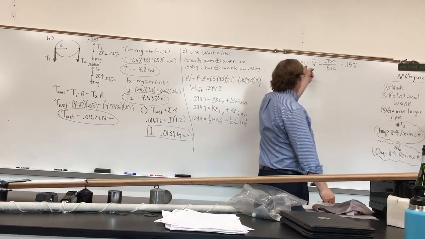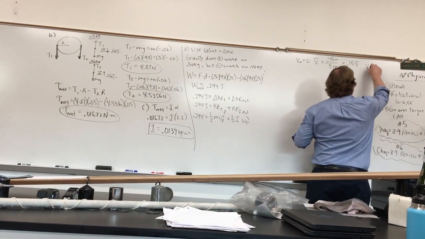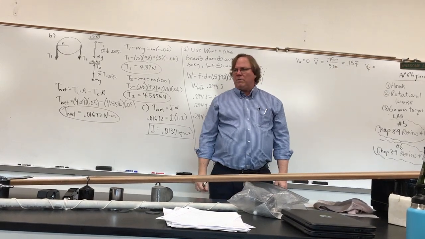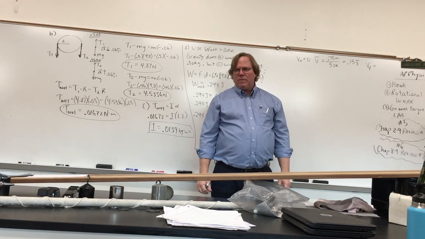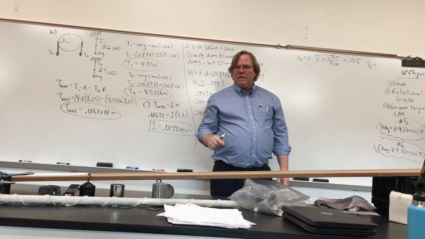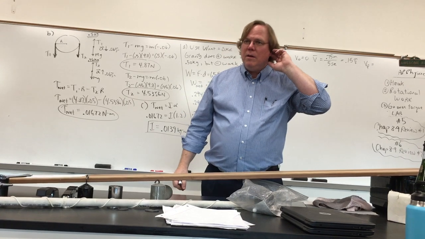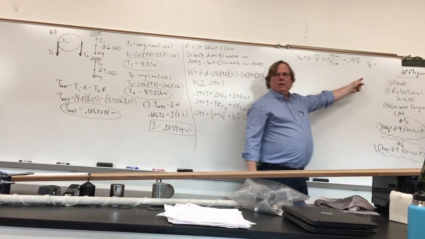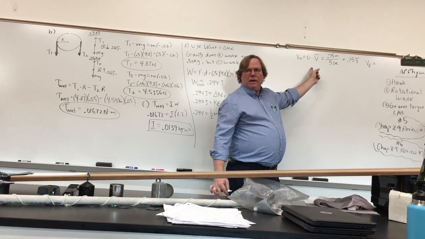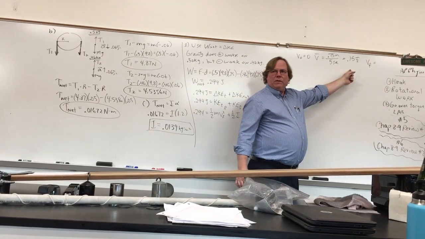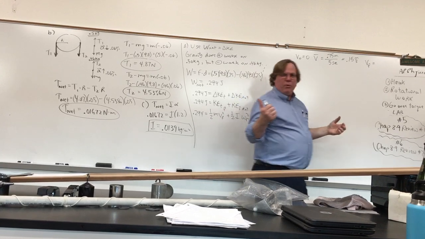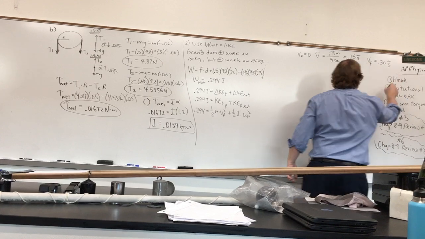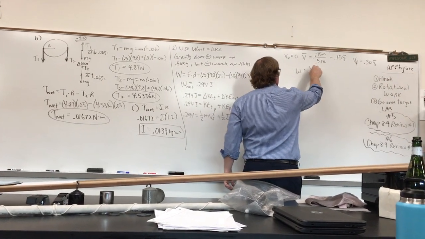Well, if my initial velocity is 0 and the average velocity is 0.15, what's the final velocity going to be, since they're accelerating at a constant rate? 0.15? Okay, well that's the average, but that's not the final. The initial is 0, and the average is 0.15. Yeah, 0.3, twice it, right? Hey, you guys, don't leave yet. 0.3 meters per second.